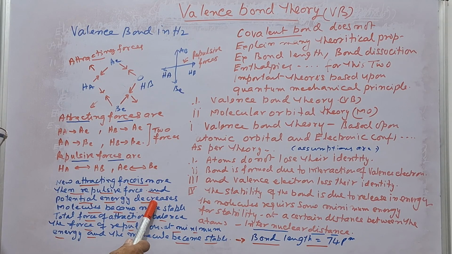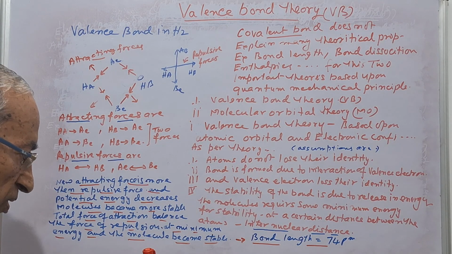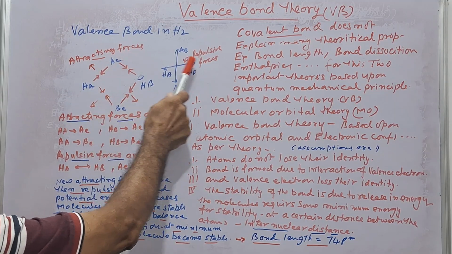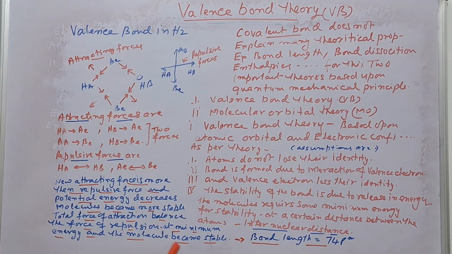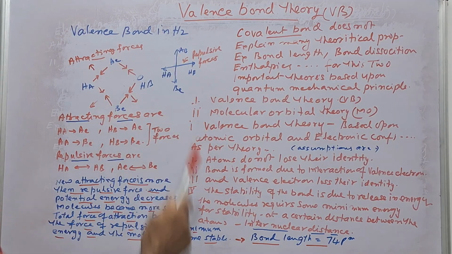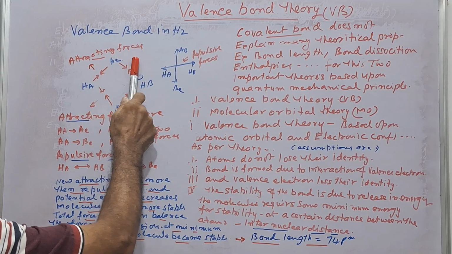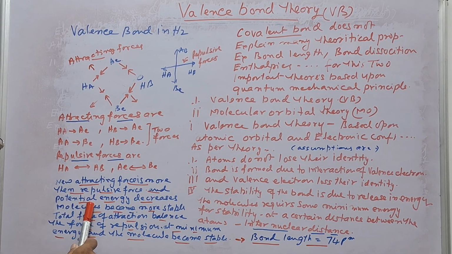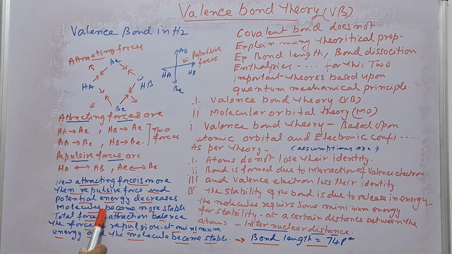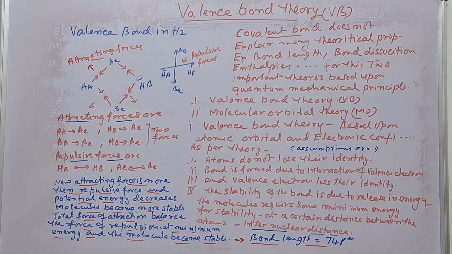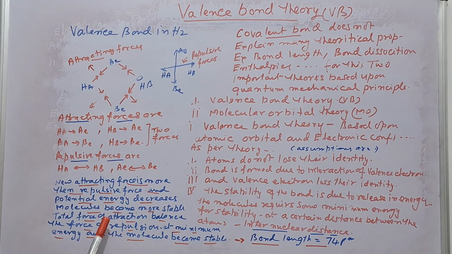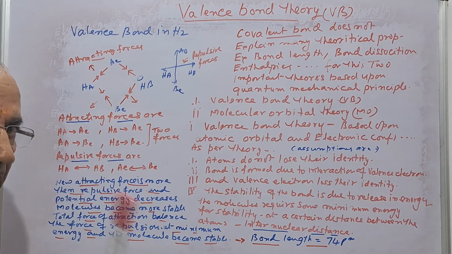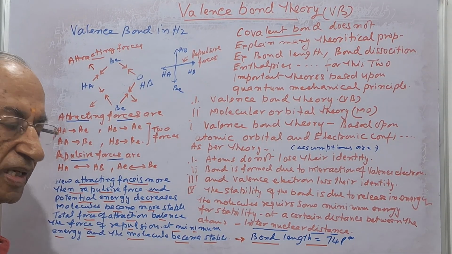That is, the potential energy will decrease, and the atoms will come closer to each other to form stable molecules. The repulsive forces and potential energy at this stage decrease and the molecules become more stable. The force of attraction balances the force of repulsion at the minimum energy. So we say that a minimum energy is required for the molecule formation to take place.